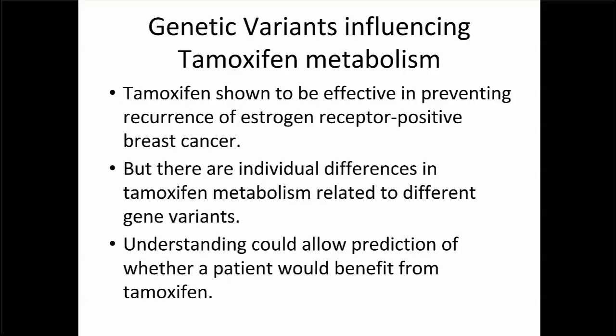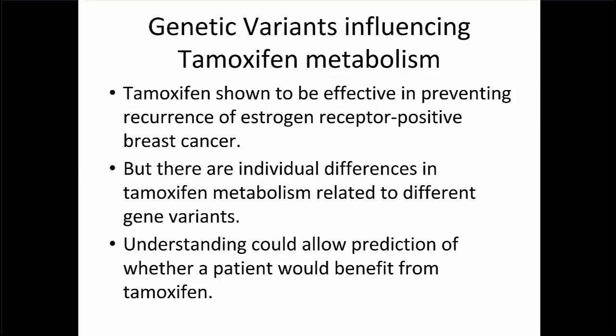The first 2 use cases address the question of genetic factors influencing individual differences in tamoxifen metabolism in breast cancer patients. In cases of estrogen receptor-positive breast cancer, tamoxifen has been shown to be effective in preventing recurrences of the disease. However, there are individual differences in the metabolism of tamoxifen, which are thought to be related to variations in certain genes on chromosome 22 and elsewhere.